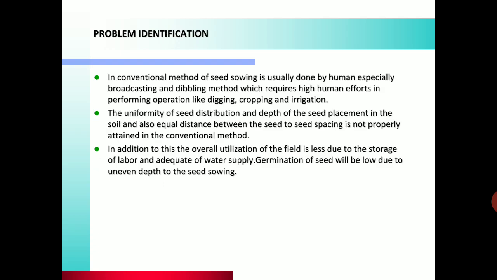These are the problems which we faced while making this project. The conventional method of seed sowing is usually done by humans, especially the broadcasting and dibbling methods, which require high human effort in operations like digging, cropping and irrigation. In addition to this, overall utilization of the field is less due to shortage of labor and inadequate water supply, and also the uniformity of seed distribution, depth of seed placement in the soil, and equal seed to seed spacing are not properly attained in the conventional method.